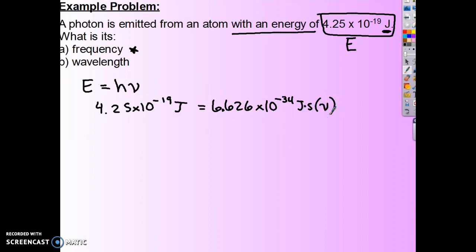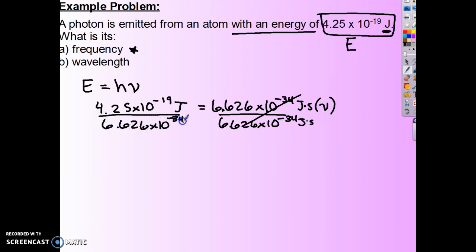Now we can see that if we want to get nu by itself to solve for frequency, we're going to have to divide by Planck's constant on both sides. So it'll cancel it over here. And now we can see on this side that our joules are going to cancel out and our unit is going to be 1 over seconds for our answer.